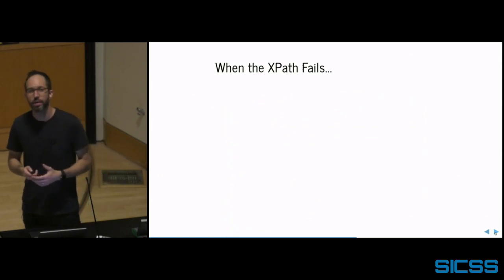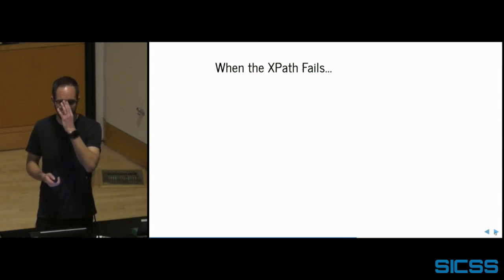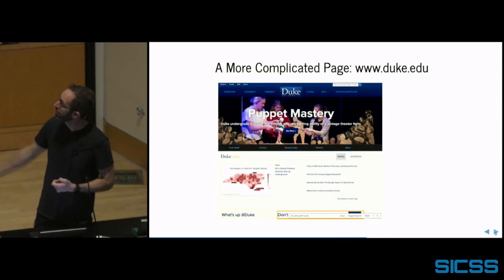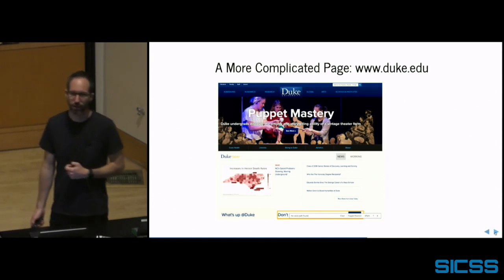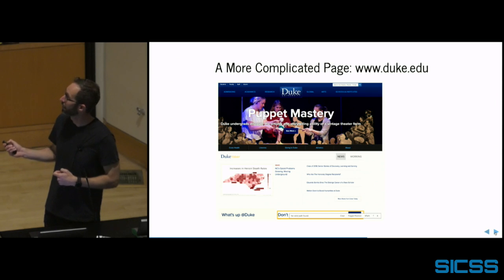Unfortunately, very often, despite a good faith effort, the XPath does not produce the type of data you were hoping to get from the web page. And luckily, there are multiple ways to skin the cat, as we say in the States. No offense to cat people. When the XPath fails, this is very often the case when we deal with a more complicated web page. So I know as well as anyone that the Duke page is very complicated and difficult to navigate.